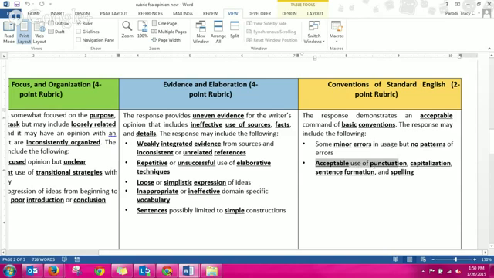The other thing, it says acceptable use of punctuation, capitalization, sentence formation, and spelling. So it's not wonderful use, it's not amazing use, it's acceptable.